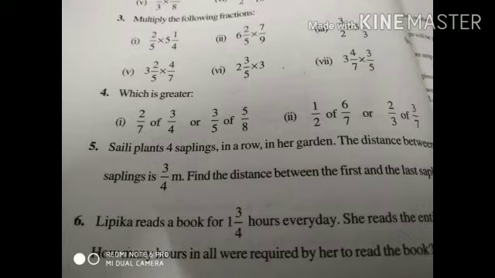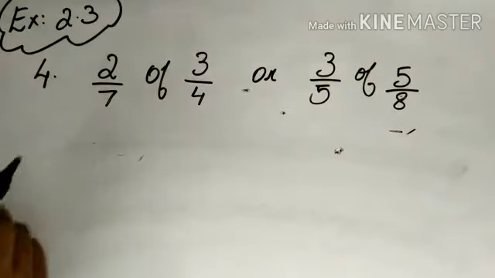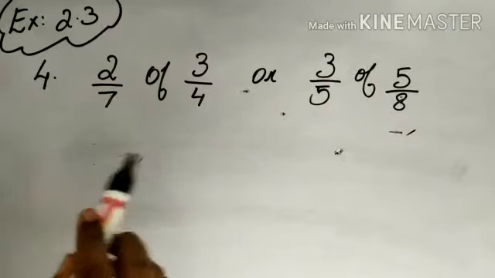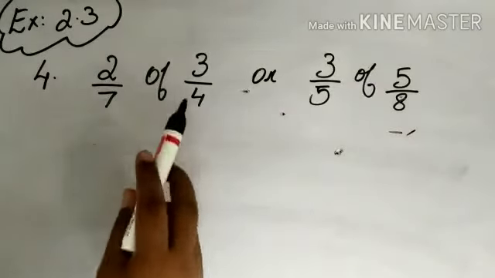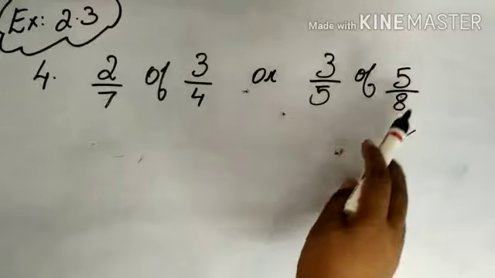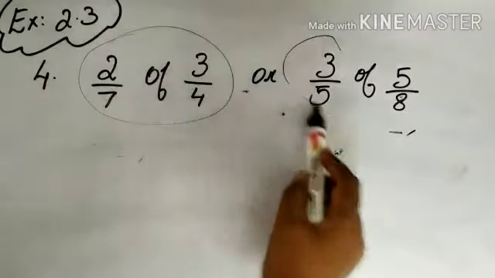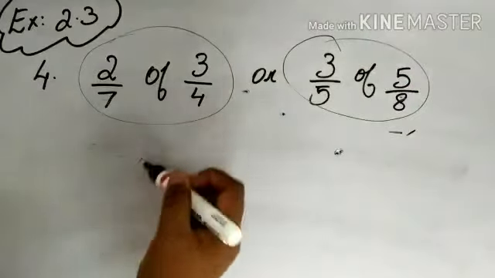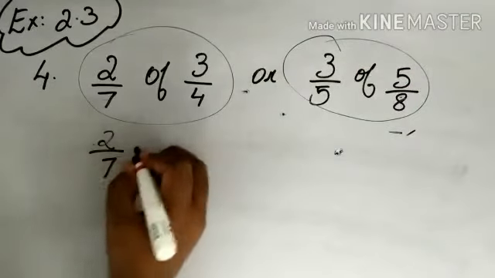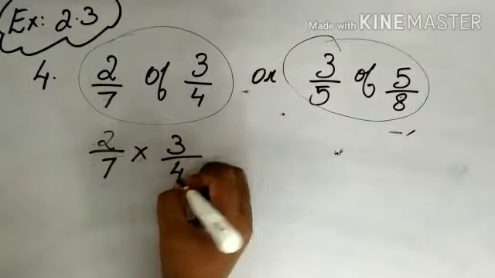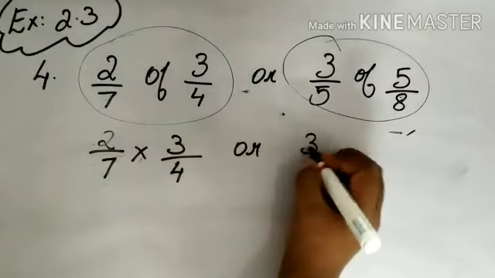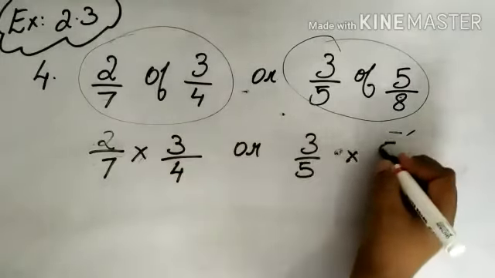Question number 4. Which is greater? 2 by 7 of 3 by 4 or 3 by 5 of 5 by 8? This is the fourth question. Now you have to identify which is greater: 2 by 7 of 3 by 4 or 3 by 5 of 5 by 8. Individually, first we'll solve each part and then compare them. So how to solve this? 2 by 7 into 3 by 4, or 3 by 5 into 5 by 8.